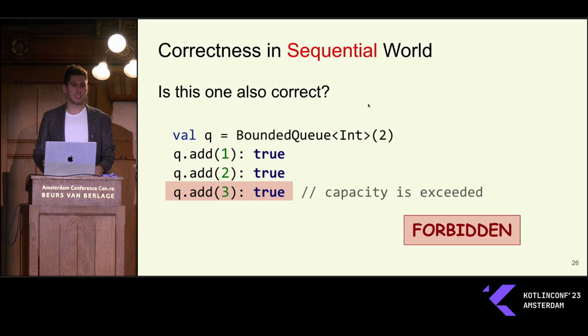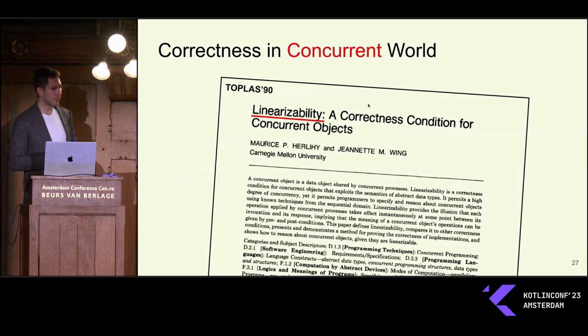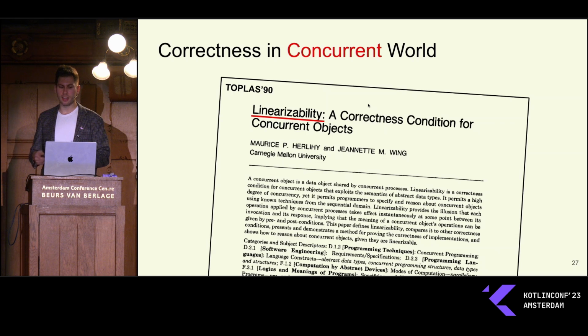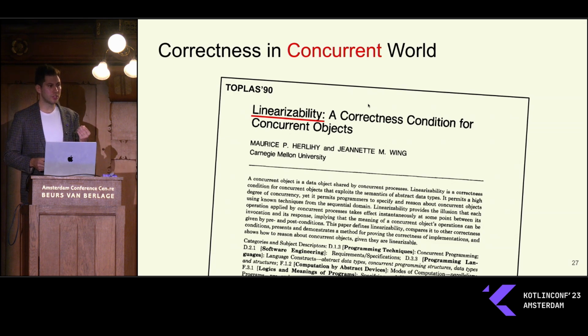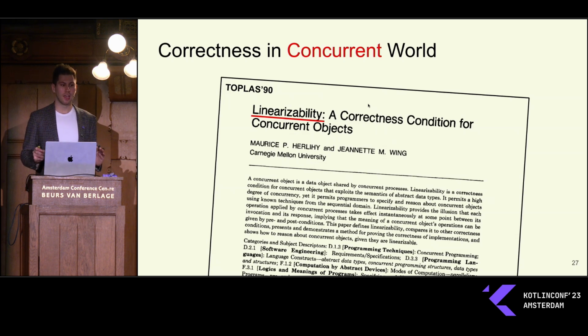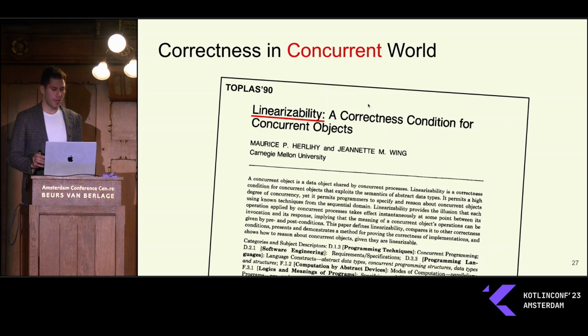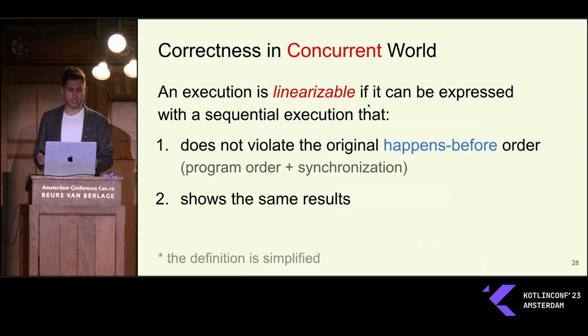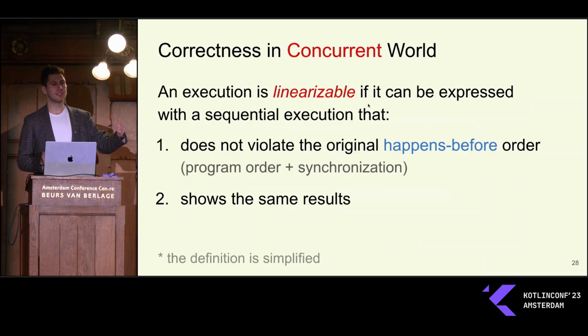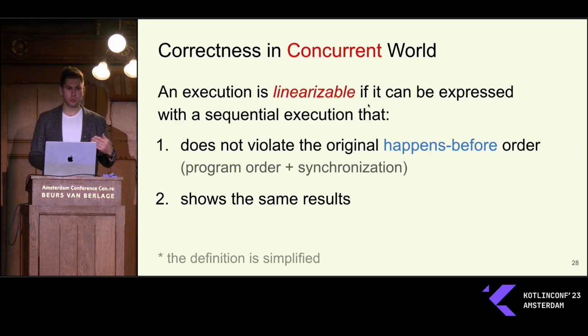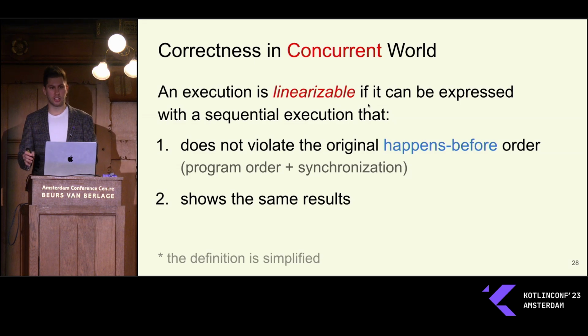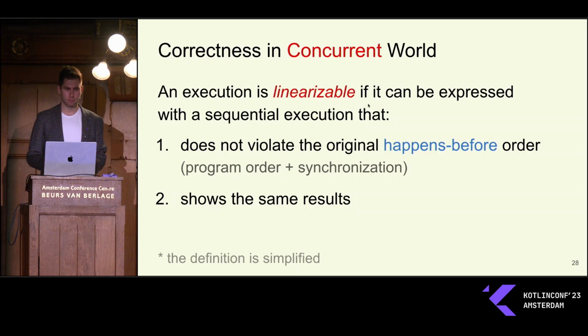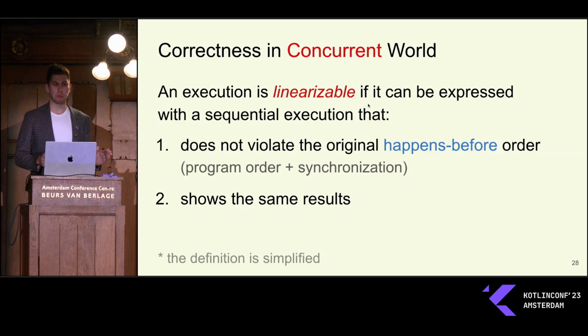So let's now run these operations concurrently. And when we analyze the behavior of our algorithms under a concurrent environment, when we say that our data structure is correct, we usually mean linearizability. It's the most basic correctness property. And in brief, linearizability guarantees us that the execution we obtained can be expressed with some sequential history, which doesn't violate the program order, which doesn't violate the synchronization, and produces the same results. Sounds complicated, but let's take a look at a couple of examples.